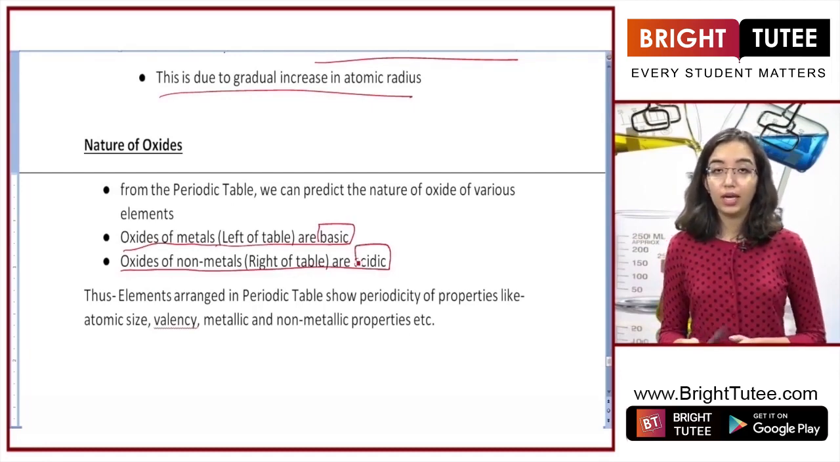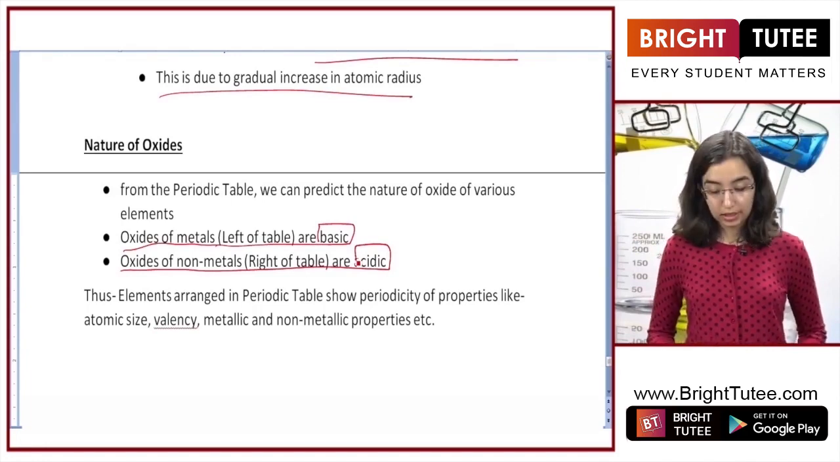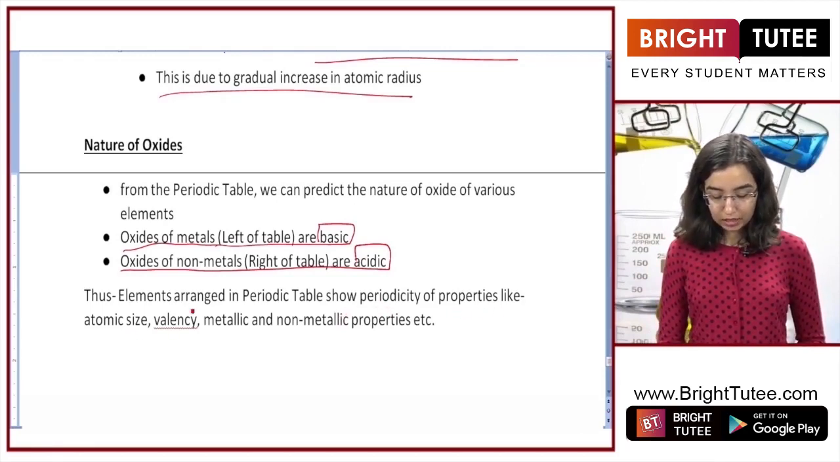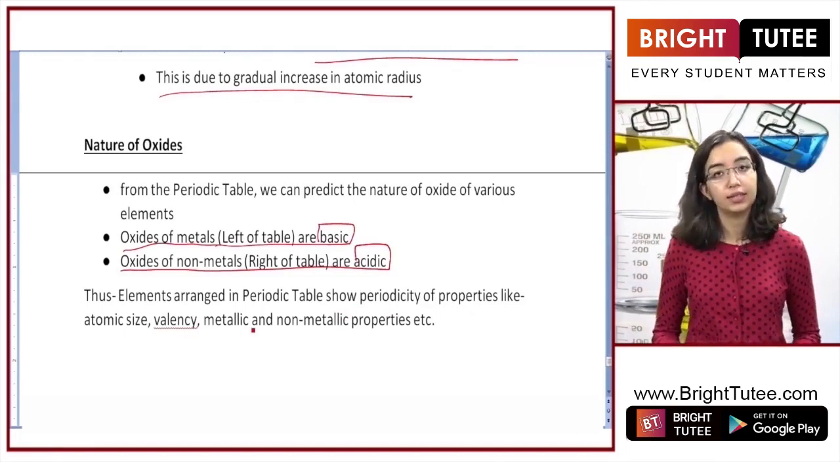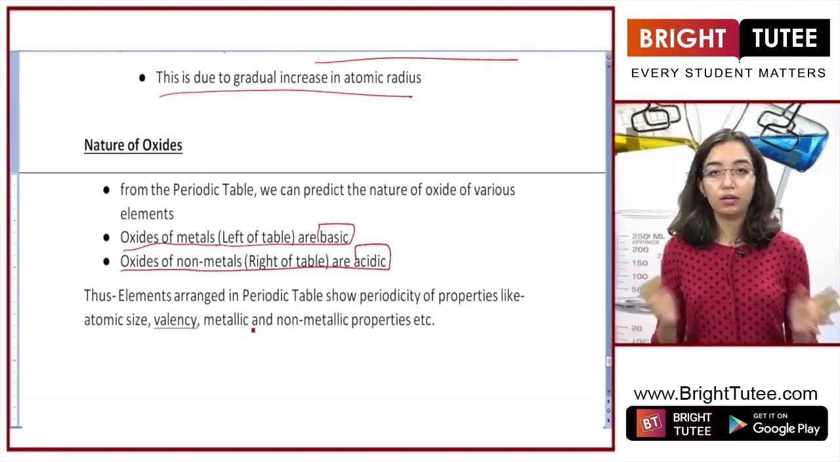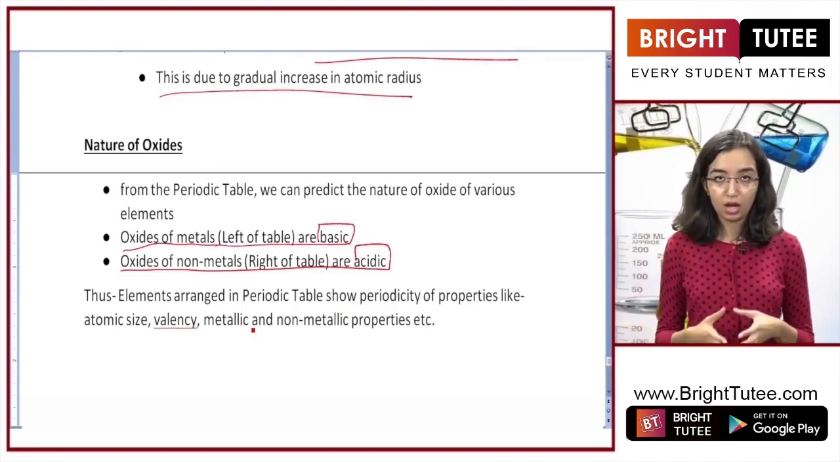So you can make a lot of inferences based on this classification system, and thus the elements arranged in the modern periodic table show periodicity of properties like atomic size, valency, metallic and non-metallic character, etc. All these properties are explained in a clear manner when you study this classification, and it is in fact one of the greatest achievements in classification with which you can understand elements much better.